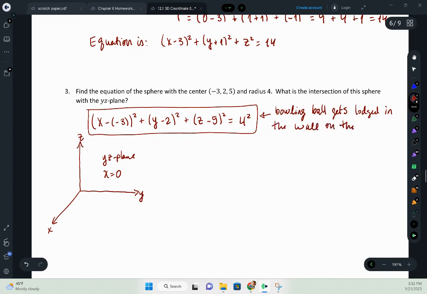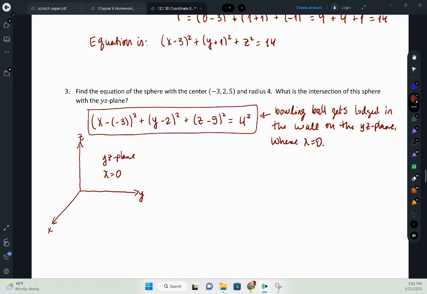On the YZ plane, where x is equal to 0. Okay, so we're on the YZ plane that fixes x to be 0. And the biggest question, and I think probably the biggest confusion is, well, what do I do with x equals 0? Where am I supposed to put it, right?